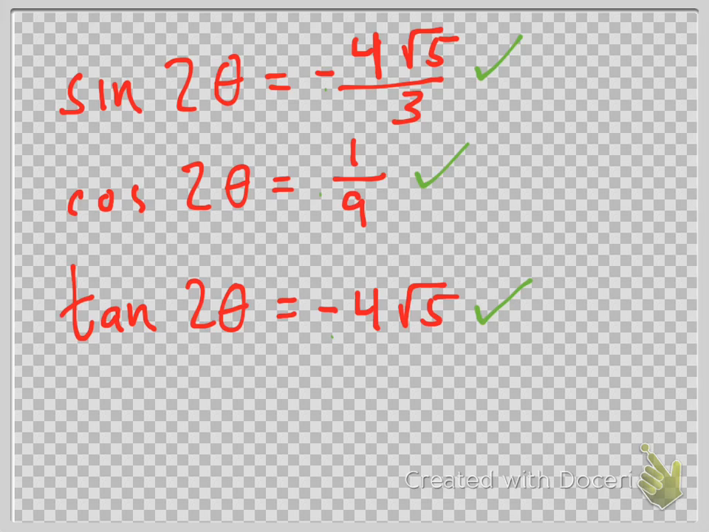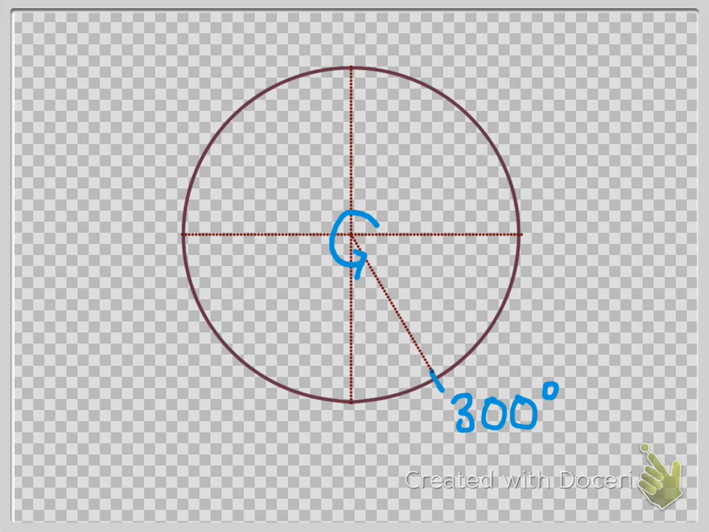Let's take a look at an angle that's in quadrant 4. Remember, our angle theta for this problem was in quadrant 4. Let's see what happens when we double it. Just to make the math easier, I've chosen 300 degrees, but it would be true for any angle in quadrant 4. If you double 300 degrees, you end up with 600 degrees. Well, where is 600 degrees?